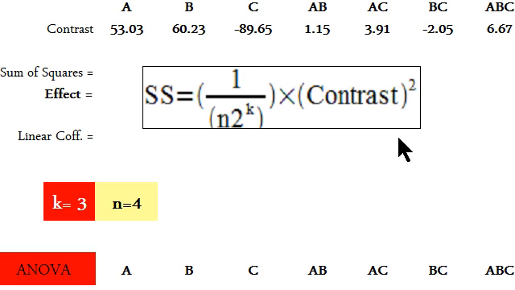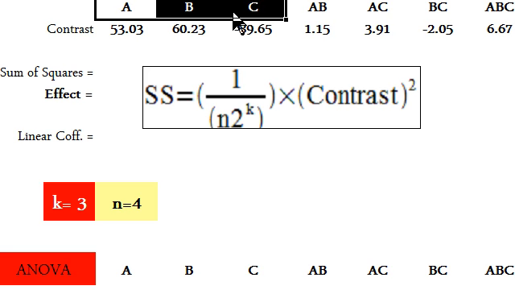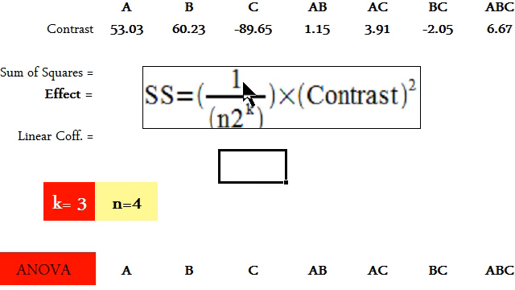Now we'll start with sum of squares. This is the equation for sum of squares. It's the contrast squared, which we have here for each one of the factors, and it has a divisor. Now this divisor, n, is the number of replicates, which is 4 for this example, and k is the number of main factors, which is 3 here for A, B, and C. Now this divisor is 1 over 4 times 2 to the third power. 2 to the third is 8 times 4 is 32.